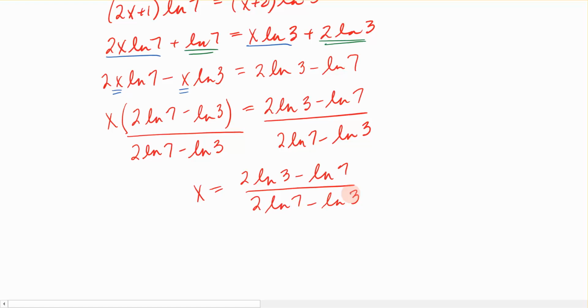I do want to caution you though. I know students will sometimes think that they can cancel this 2 with that 2 that's above it. You can't do that because you can only cancel factors. And at the moment, the order of operations tells me that I have to do the subtraction on the numerator, and then subtraction on the denominator before I can ever divide. So don't be fooled into doing that.